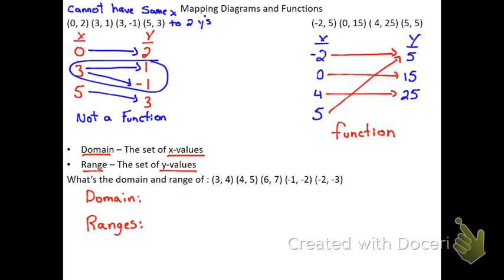So your domains are just your x's. So you've got 3, 4, 6, -1, and -2.